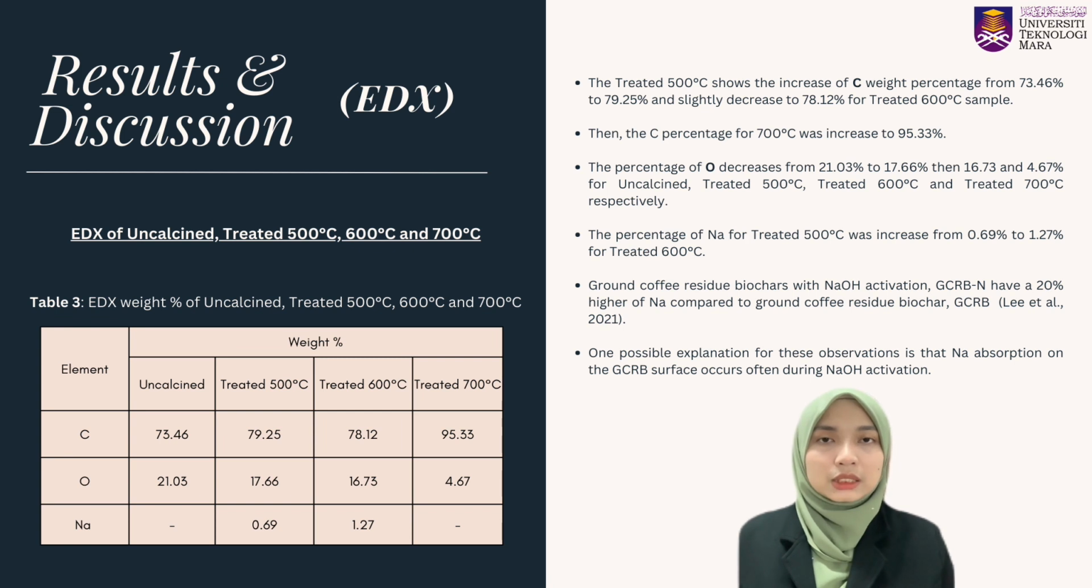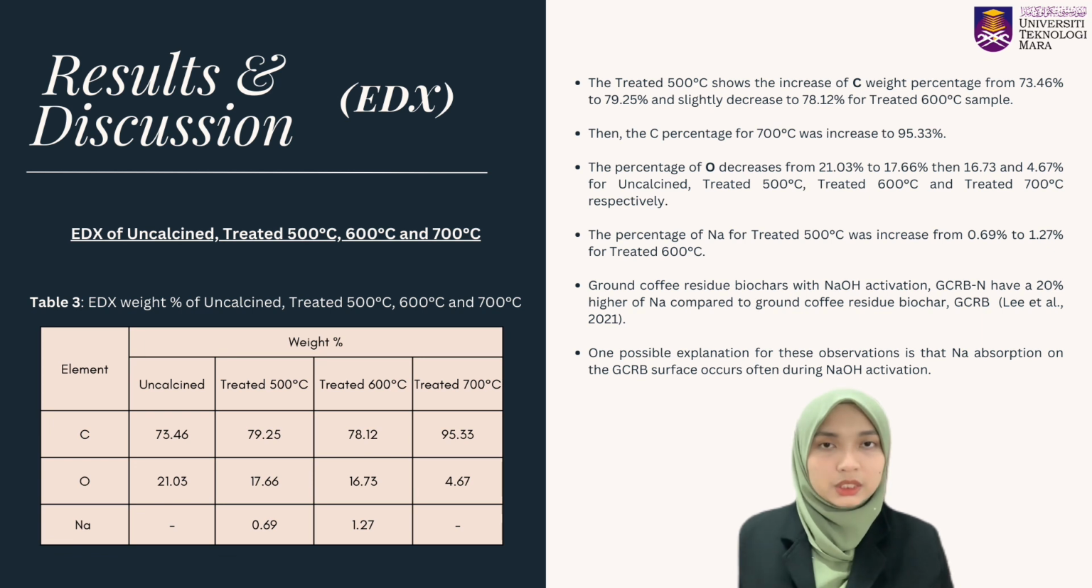Next, the results of uncalcined and treated 500, 600, and 700 degrees Celsius. The results will determine the presence of sodium after treatment with sodium hydroxide. The treated 500 degrees Celsius sample shows an increase of carbon weight percentage from 73.46% to 79.25%, and it slightly decreased to 78.12% for the treated 600 degrees Celsius sample. Then, the percentage for 700 degrees Celsius increased to 95.33%. The percentage of oxygen decreases from 21.03% to 17.66%, then 16.73% and 4.67% for uncalcined and treated 500, 600, and 700 respectively.